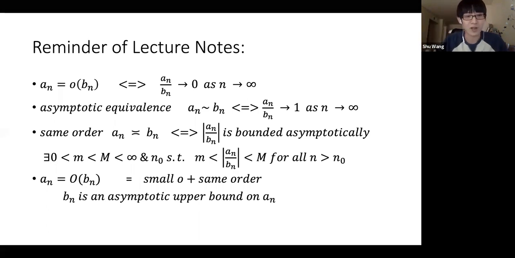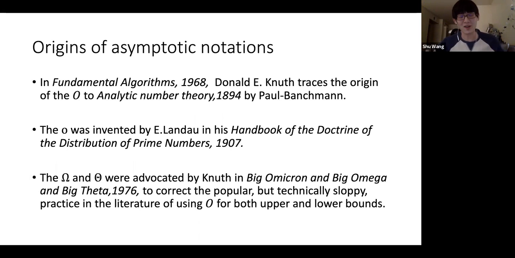And we also talked about the big O notation. So the big O is the small o plus the same order. If an equals big O of bn, that means bn is an asymptotic upper bound on an. After we learned that, I did some research to study the origin of this asymptotic notation, and I found that in Fundamental Algorithms, written by Donald Knuth, he traced the origin of the big O to the book Analytic Number Theory, written by a German mathematician called Paul Bachmann.